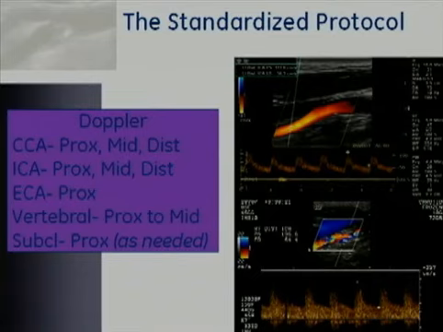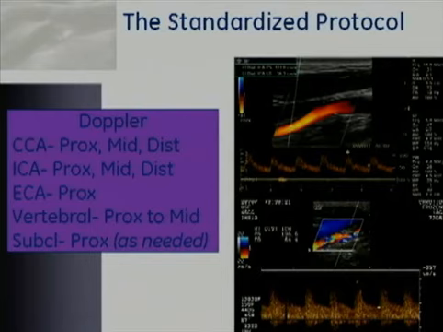And in the vertebral, the area we're most interested in is the origin, but it's okay to take a mid-vertebral segment and get a nice waveform. And then if we see turbulence, we'll look at the proximal segment where stenosis is most commonly located. And if it is abnormal with the bunny rabbit shaped waveform or reversed, then we also want to document the subclavian artery because that's where the stenosis would be.